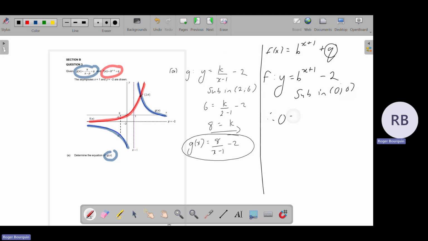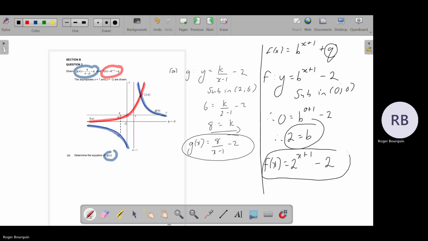So I get 0 is equal to b to the 0 plus 1, minus 2. So I get b is equal to 2. Okay, so what's the final answer? f of x is equal to 2 to the x plus 1, minus 2. Are we happy then?